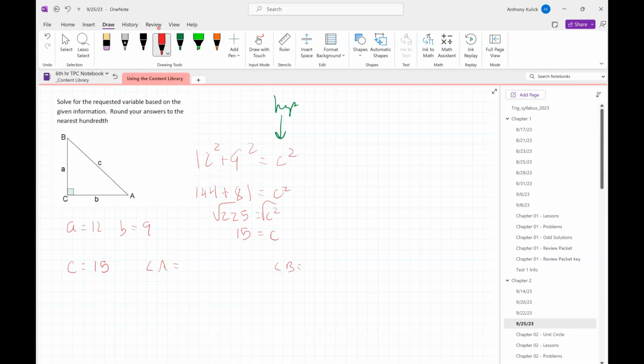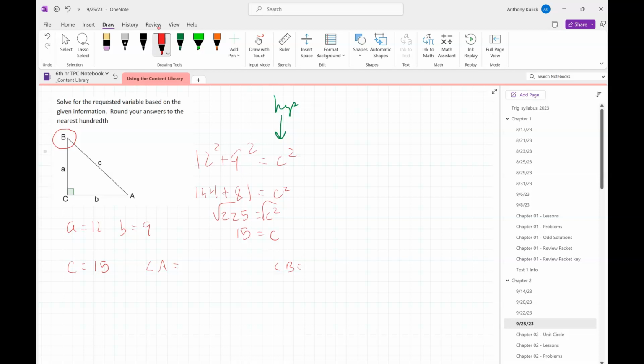Does it matter which one we find next? No. Which one do you want to find next? Angle B? Sure. Okay. Relative to angle B, what sides do we know? We know all of them.